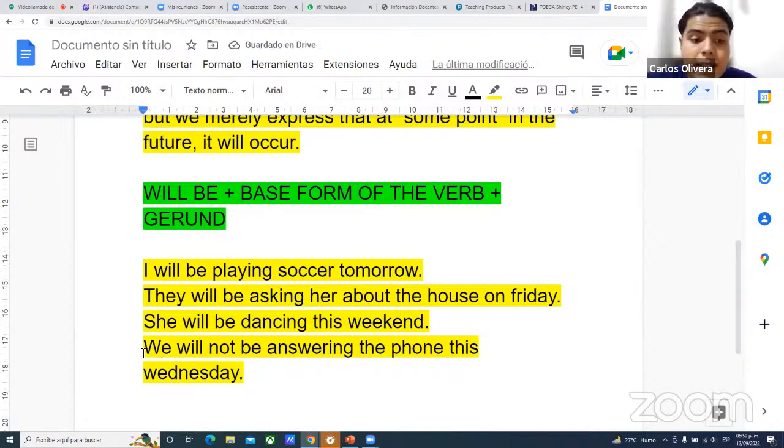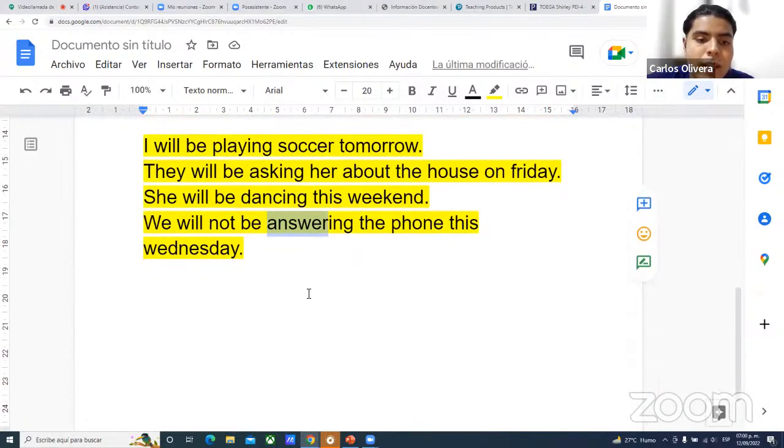Look at this. In this case, we're using a negative sentence. We will not be answering the phone this Wednesday. Are we following the structure? Yes, indeed. We will, right? We have it. Will be. We have the base form of the verb answer, and we finally have the gerund, answering the phone this Wednesday, right? In this case, as I mentioned, we're not being very specific, right?